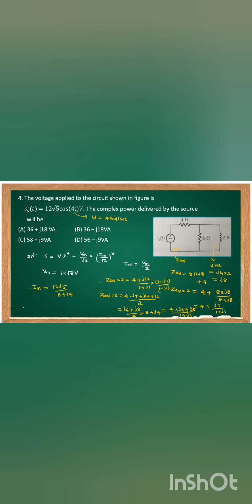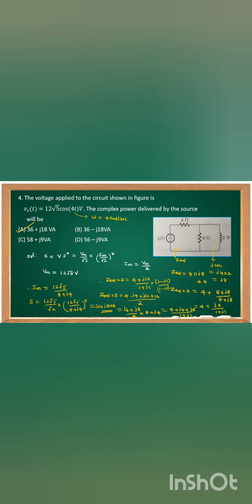Let's do the calculation. Then you do this calculation, friends. S equals V I conjugate now. Vm is 12 root 5 by root 2, into Im, which is 12 root 5 by 8 plus j4, whole conjugate. If we simplify this, I'm leaving it for you. We get 36 plus j18 volt amperes.